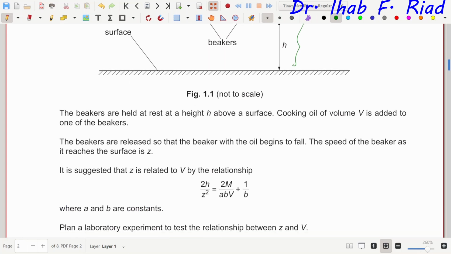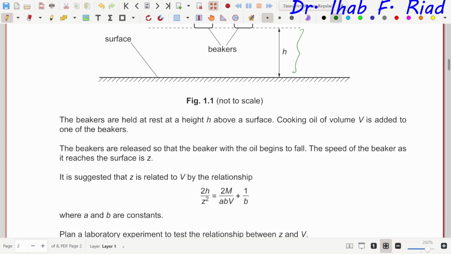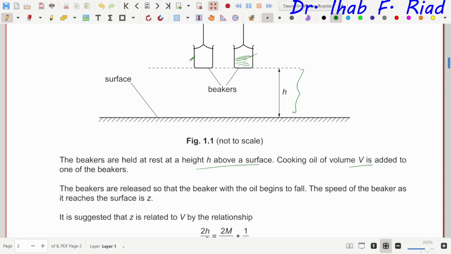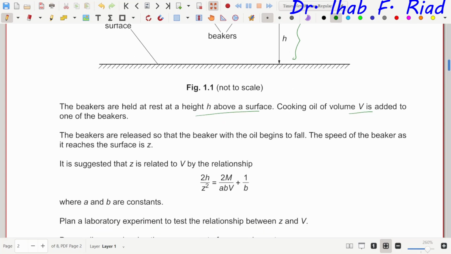The beakers are held at rest at a height h above the surface. Cooking oil of volume V is added to one of the beakers. So we are going to add cooking oil, with a volume V, in one of the beakers. The beakers are released so that the beaker with the oil begins to fall. The speed of the beaker as it reaches the surface is Z.